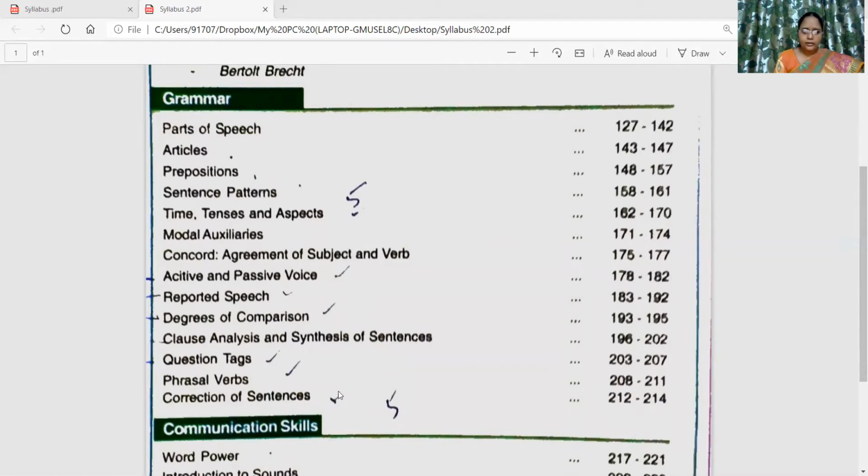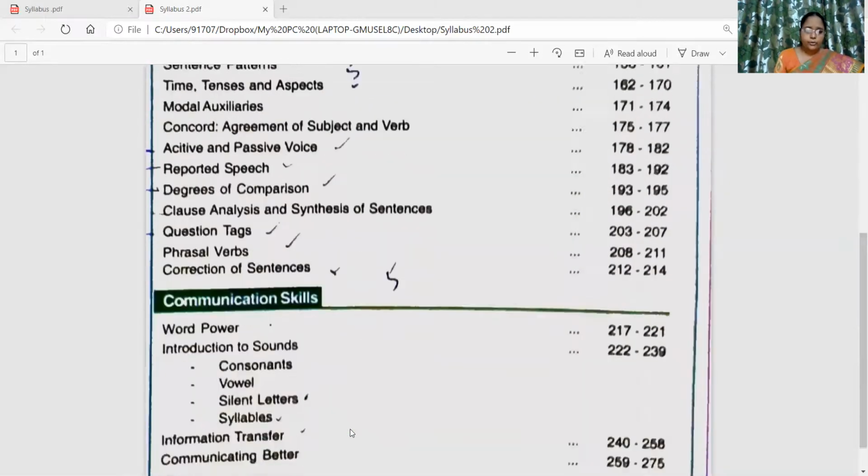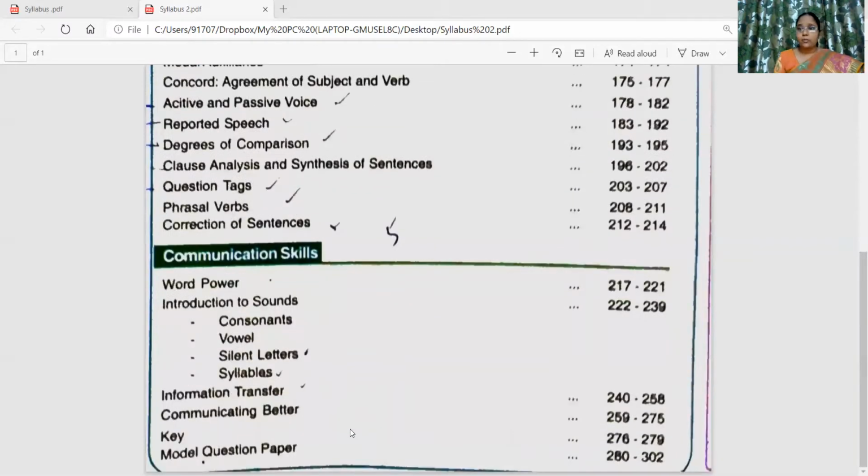You get 60 marks from grammar and communication skills, students. You get 60 marks. So you must learn all these topics very thoroughly. I'll continue all the topics in my videos. You have to be curious. You have to be alert to follow all these topics in your daily classes, students.